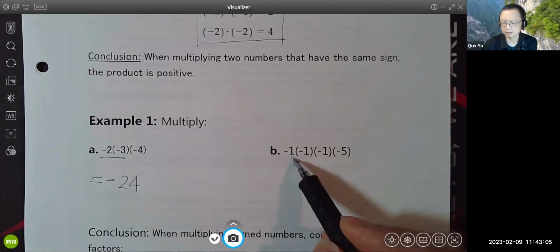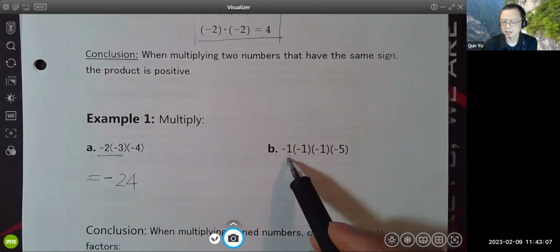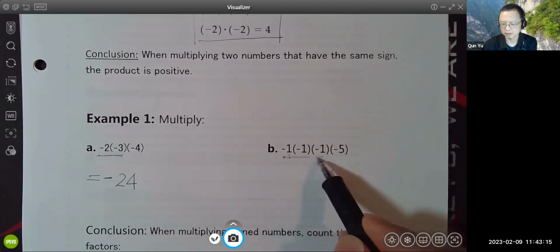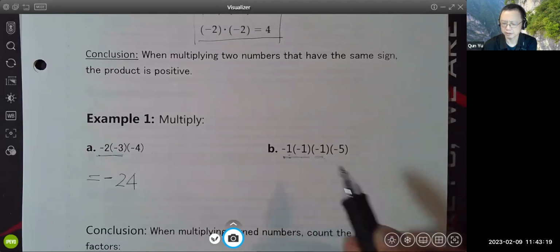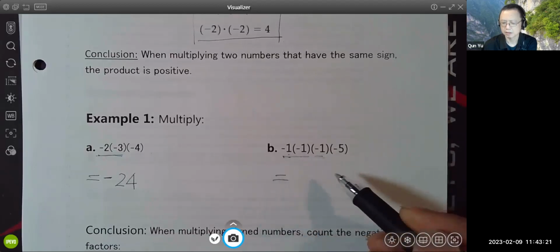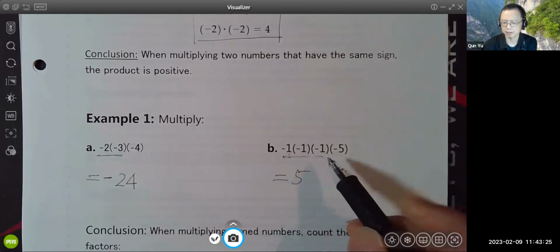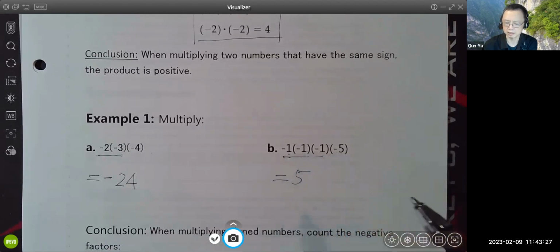And let's move on to the next one. A negative number times a negative number is going to be positive. And multiply another negative number, it's going to be negative. So this should give us a negative number. And negative times negative, positive again. So the final answer will be positive. And the number itself will be 5, because multiplying by 1 won't change anything. We still get a 5 in the end.